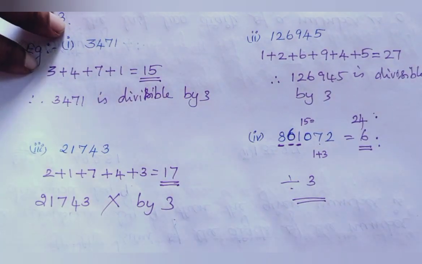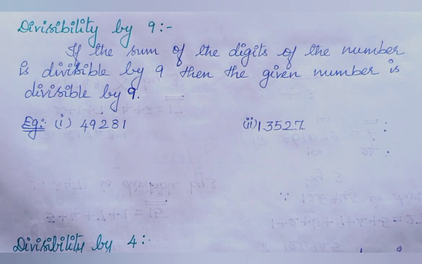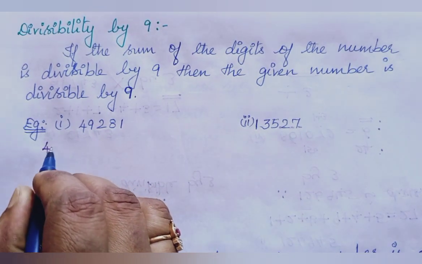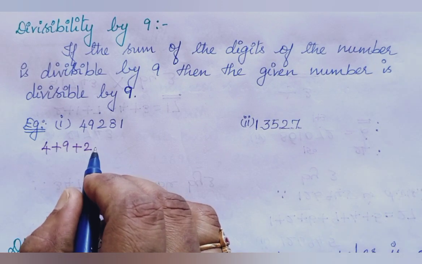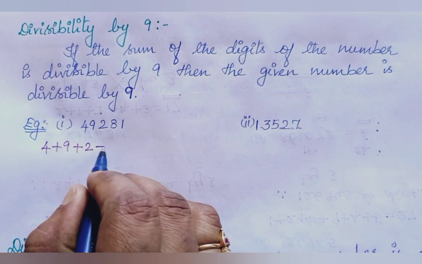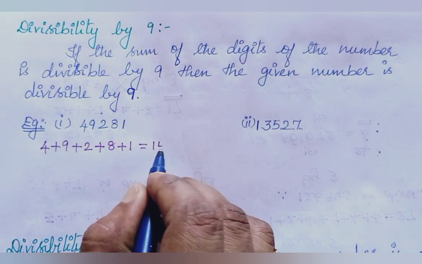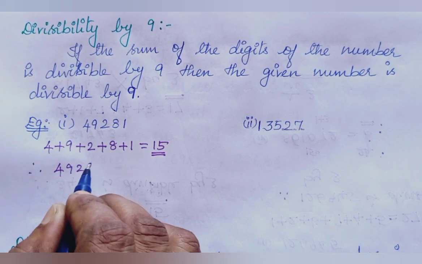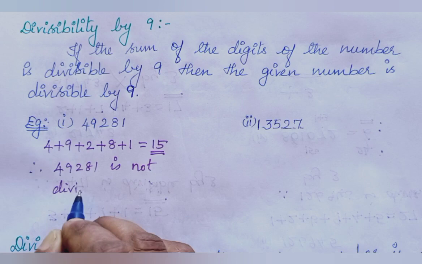We have the divisibility rule of 9. If the sum of the digits of the number is divisible by 9, then the given number is divisible by 9. We have two examples. We can check with that. 4 plus 9 is 13, 13 plus 2 is 15. Here we can change 15 as 6, 1 plus 5 is 6. 6 plus 8 is 14, 14 plus 1 is 15. Again, that 15 is not divisible by 9. Therefore, 49,281 is not divisible by 9.